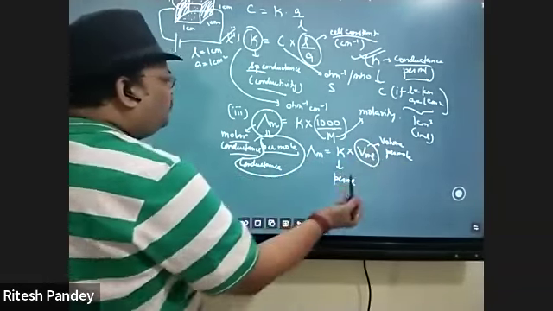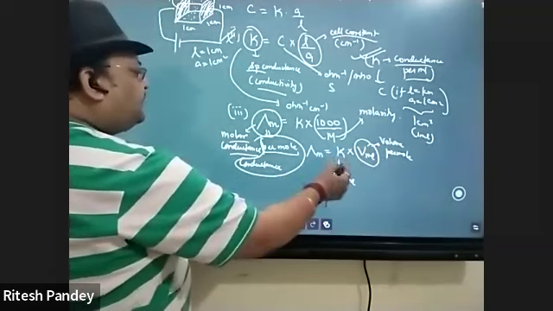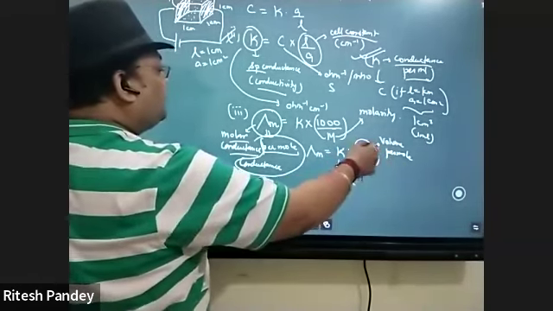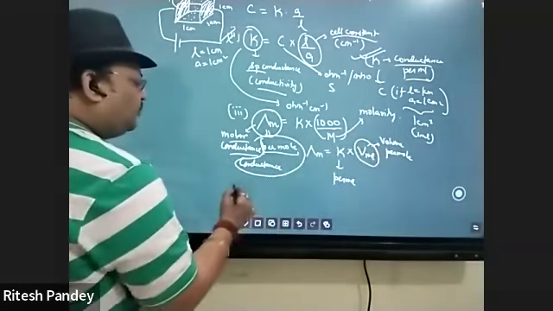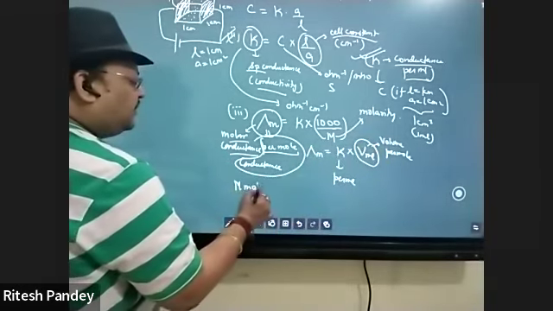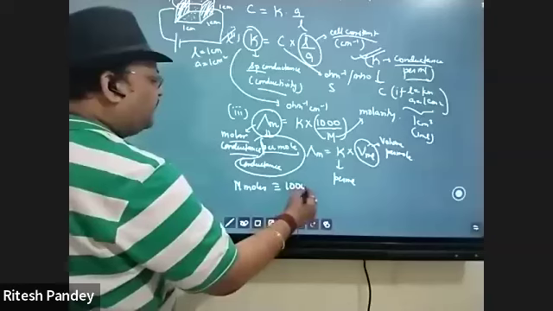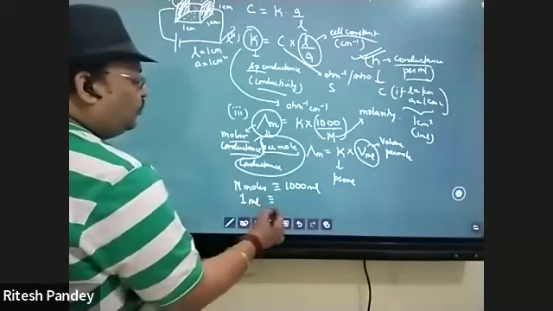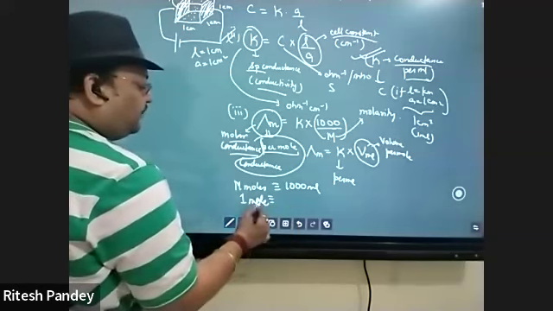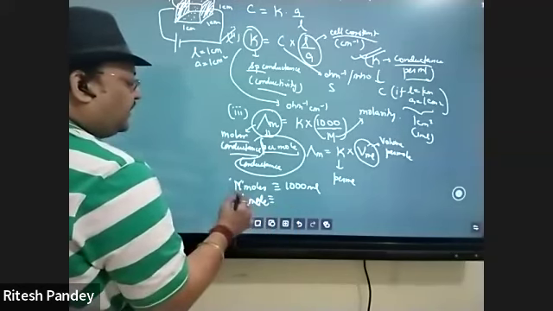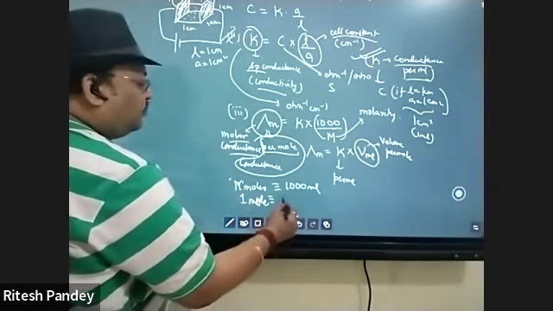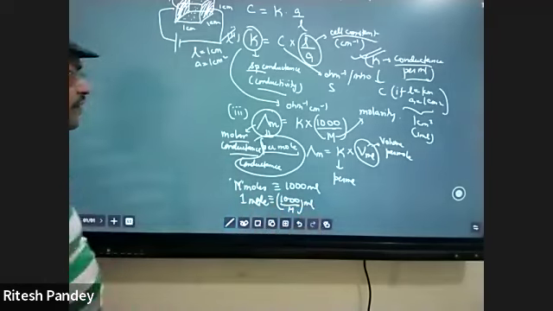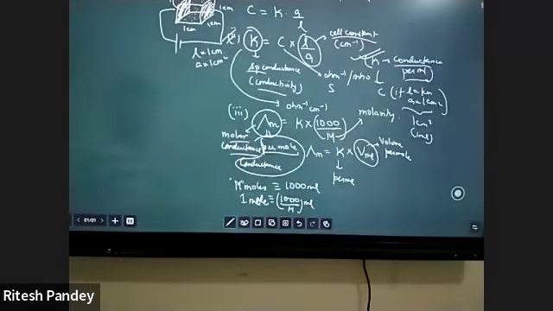But I keep on saying volume per mole. If this is conductance per ml and this is the effective volume containing 1 mole... I told you molarity M means there are M moles in 1000 ml. So naturally, ml per mole: if M moles are there in 1000 ml, 1 mole is effectively 1000 by M ml. Please contest if you have any doubt.